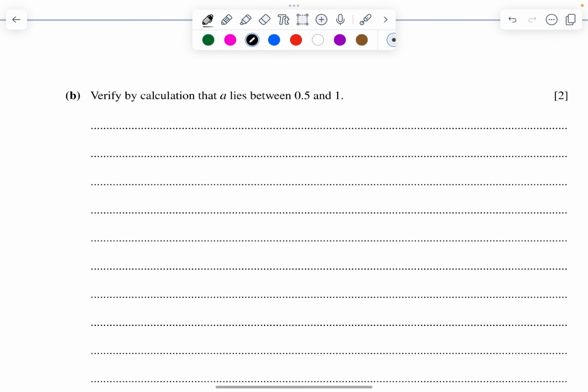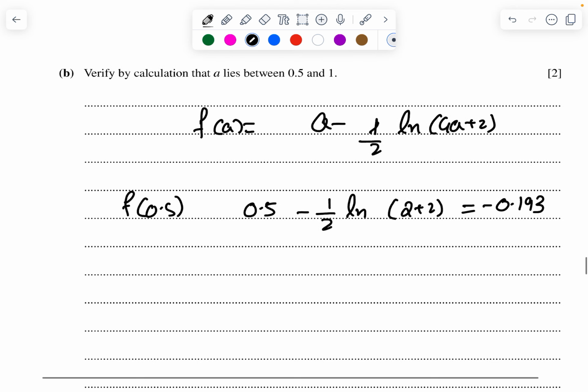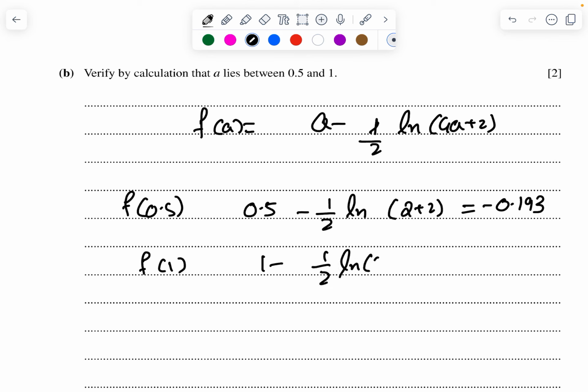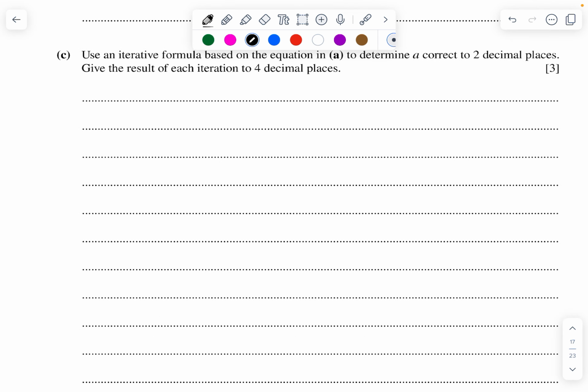Verify by calculation that it lies between. So first of all, f of a is a minus 1 upon 2 ln of 4a plus 2. So I'll be finding f of 0.5. So 0.5 minus 1 upon 2 ln of 2 plus 2, which is minus 0.193. Then f of 1: 1 minus 1 upon 2 ln of 4 plus 2, which is 0.104. So you have to write sign change and the entire answer. Use the iterative formula: a n plus 1 equals 1 upon 2 ln of 4 a n plus 2.